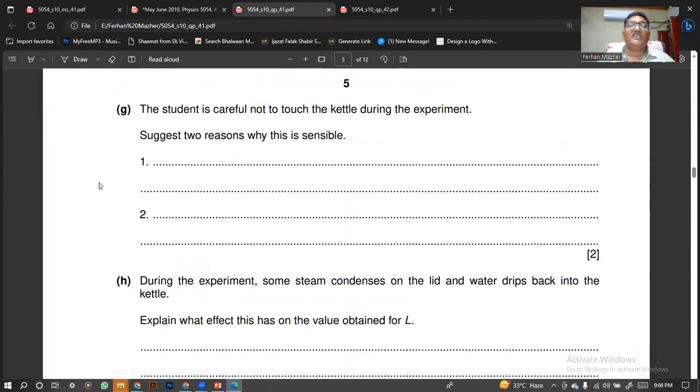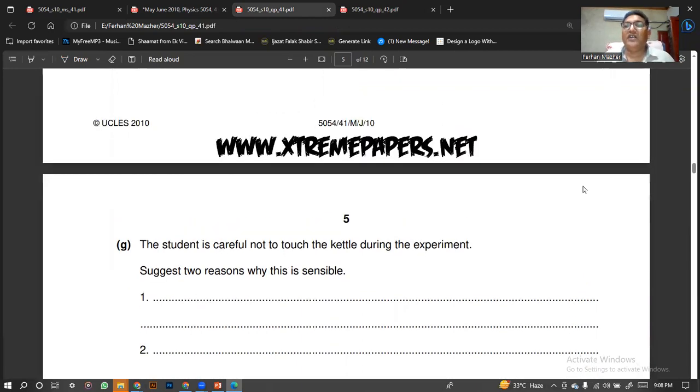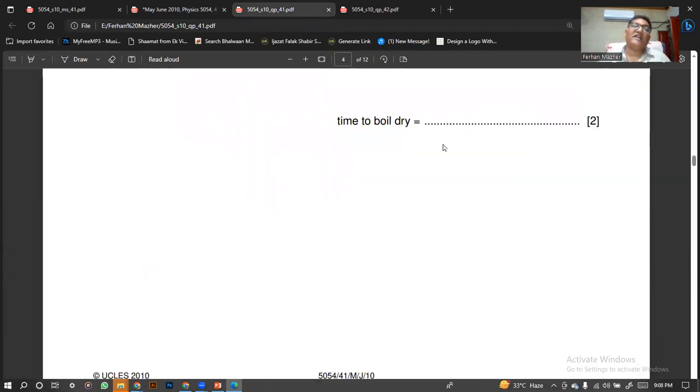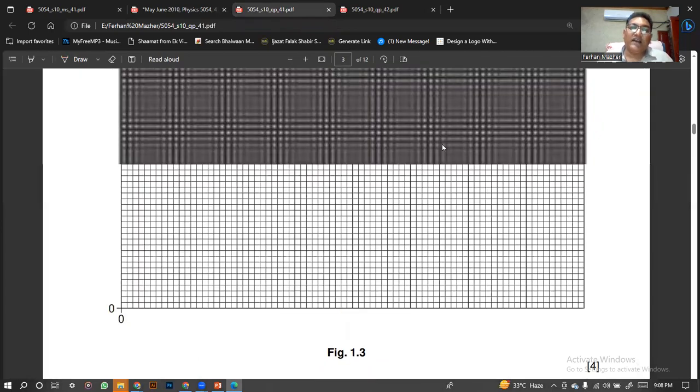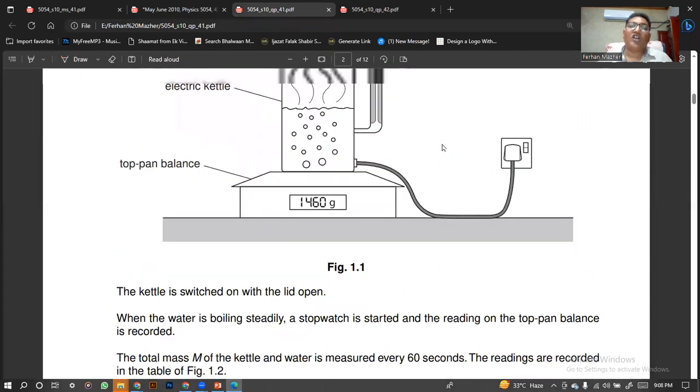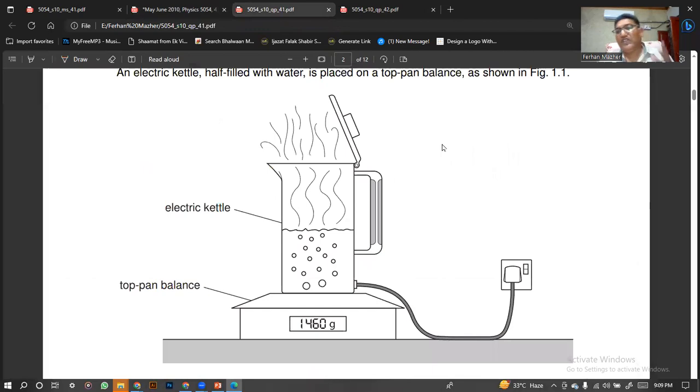Then he says, the student is careful not to touch the kettle during the experiment. Suggest 2 reasons why this is sensible. You see this electric kettle. Have a look at this electric kettle. This electric kettle has hot water in it. If you touch it with your bare hands, there are chances that you might burn your hands. Your hands might get hurt.